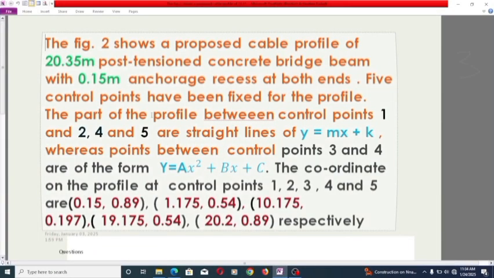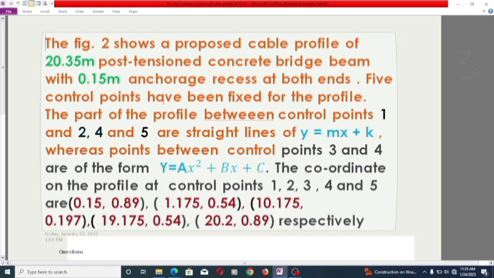All right, so we are going to start with what we did on pre-stressed concrete. Today we want to look at the question which we posted some time ago. We have a post-tension concrete beam for a bridge. In that beam we have an anchorage recess of 0.15 meters from the end of the beam, and that concrete beam spans 20.35 meters.